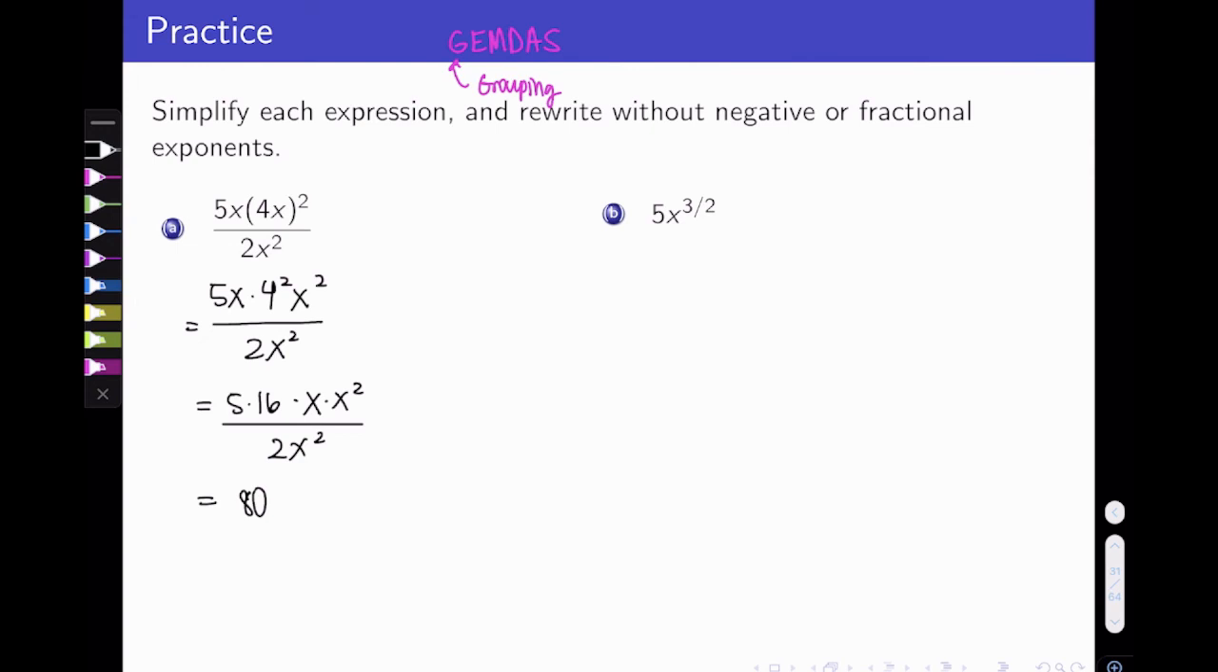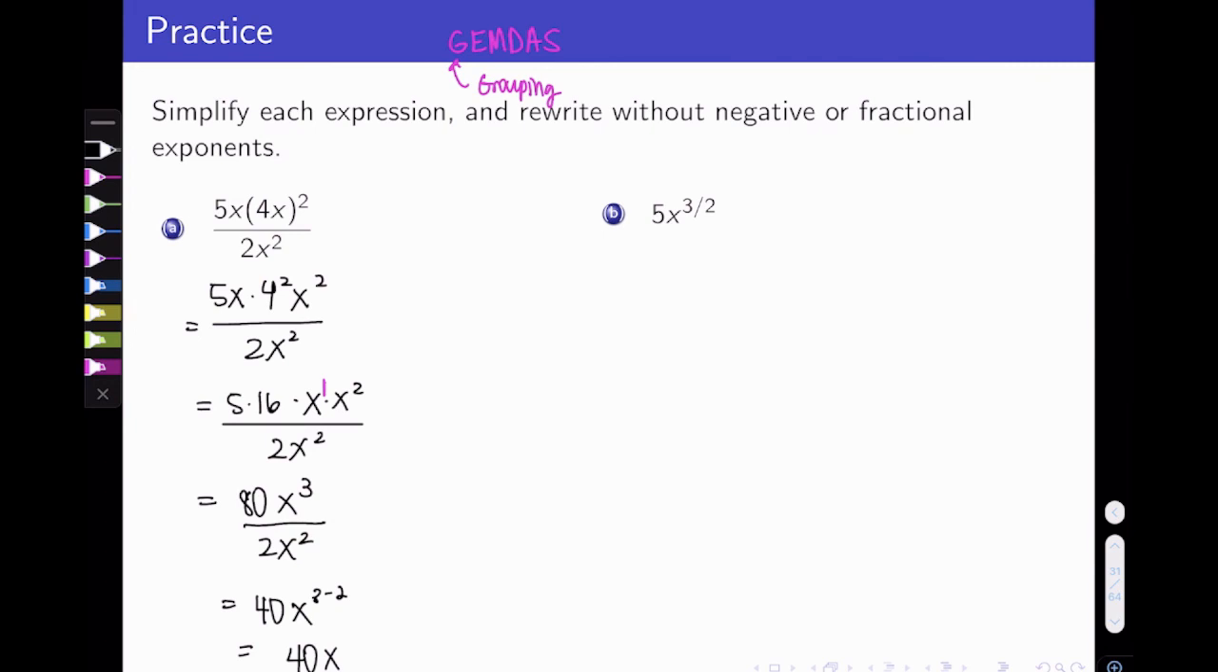And then when we multiply like bases, the x times the x squared, we're going to add those exponents together, and it's going to be 3. That's because this x has a power of 1. So 1 plus 2 would be 3, and we're still dividing by 2x squared. 80 divided by 2 is going to be 40, and then x cubed divided by x squared is x to the 3 minus 2, or just x.